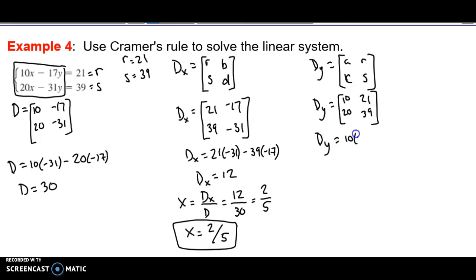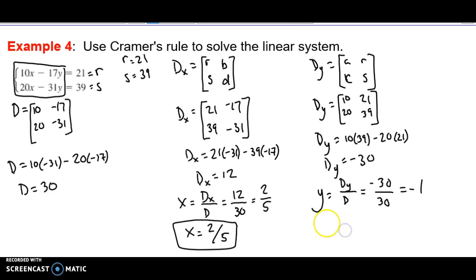And you have 10 times 39 minus 20 times 21. The determinant for y equals negative 30. But in order to find y, we take the determinant with respect to y and divide it by our determinant, which is negative 30 over 30, which equals negative 1. So y for Cramer's rule equals negative 1. Your solution is 2 over 5, comma, negative 1.